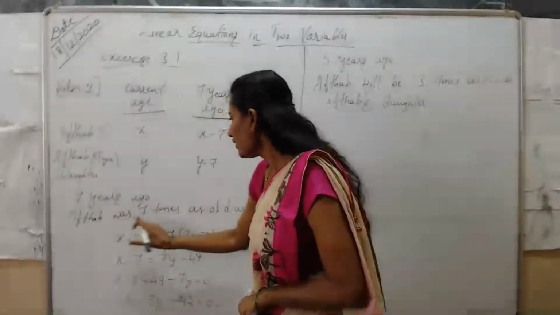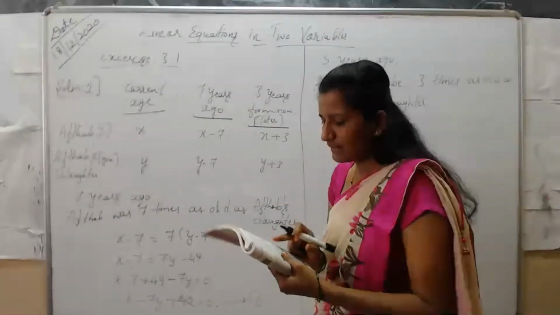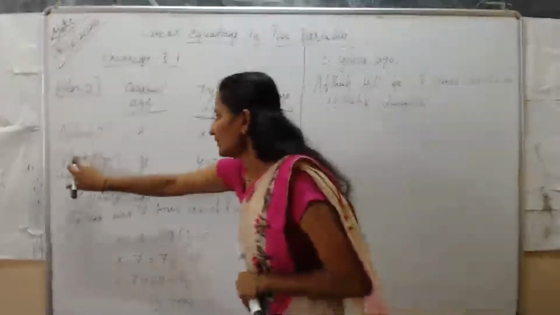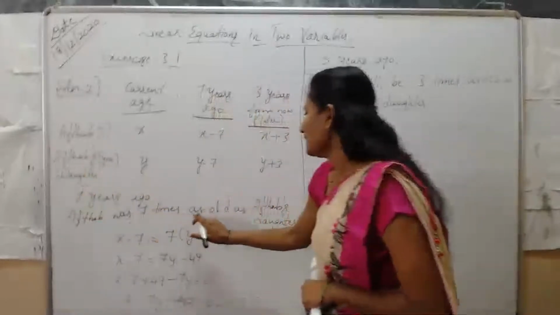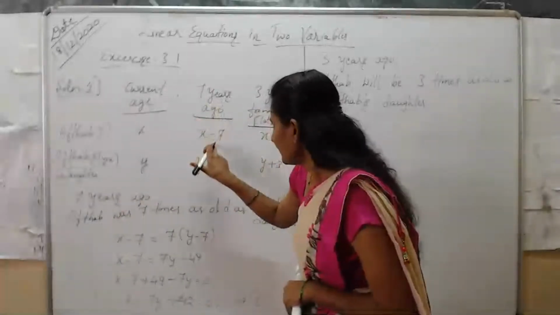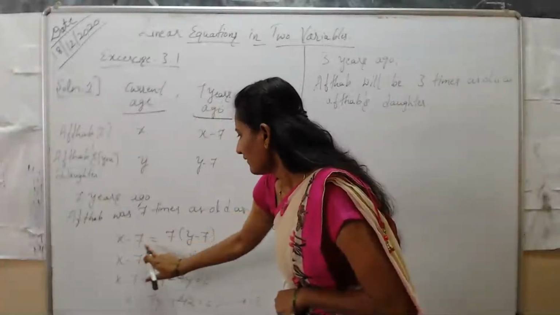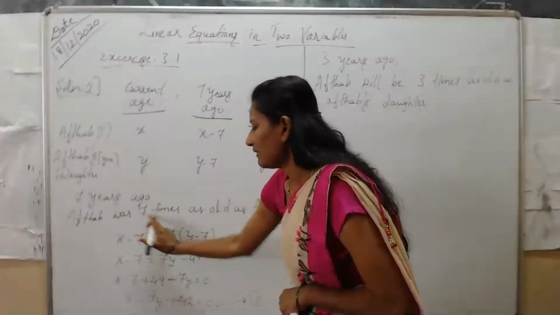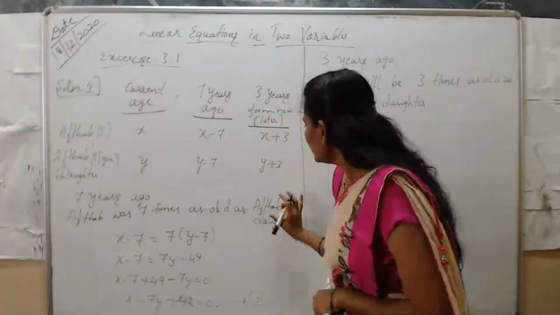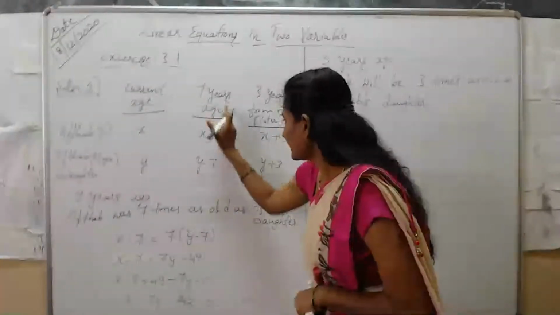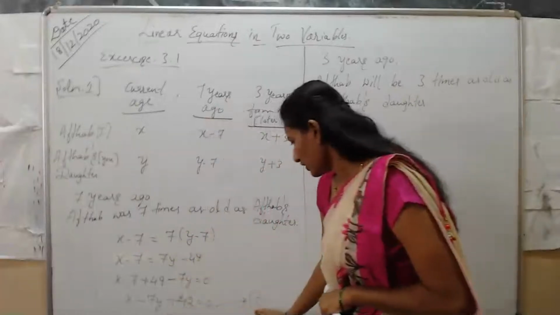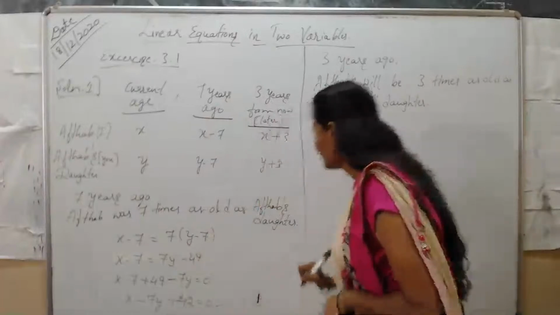7 years ago, I was 7 times. See, the first statement is 7 years ago, I was 7 times as old as you. You means Aftab's daughter. Aftab was 7 times as old as Aftab's daughter. So what is Aftab's age 7 years ago? x minus 7 is equal to 7 times. 7 times means you have to multiply. 7 times as old as you. You means who? Aftab's daughter. What is Aftab's daughter's age 7 years ago? y minus 7. So if you simplify this equation, you will get equation 1.